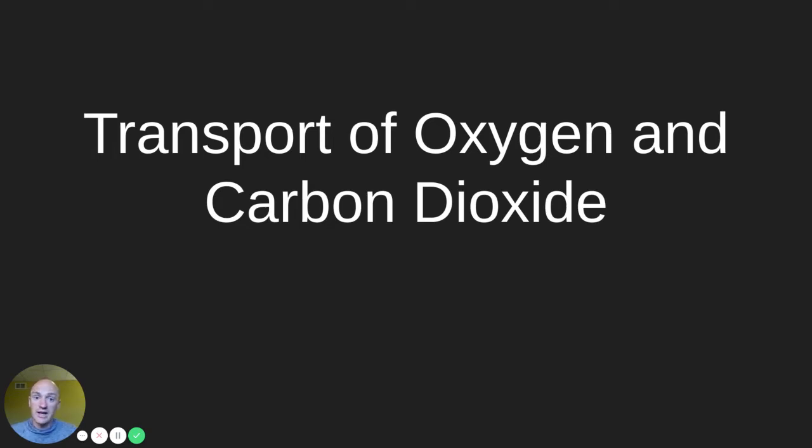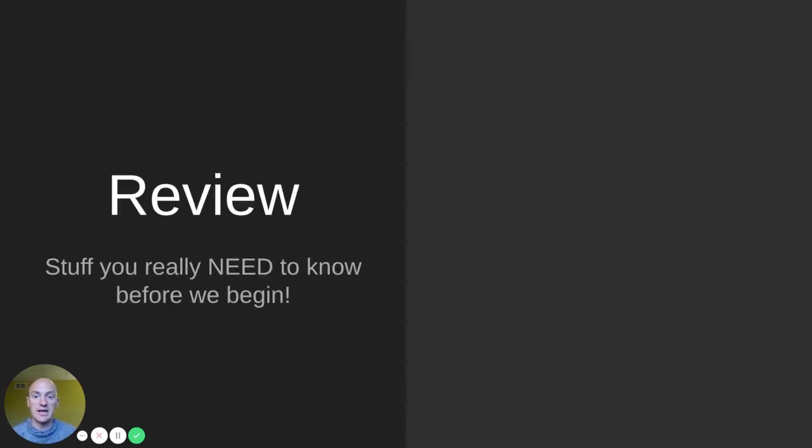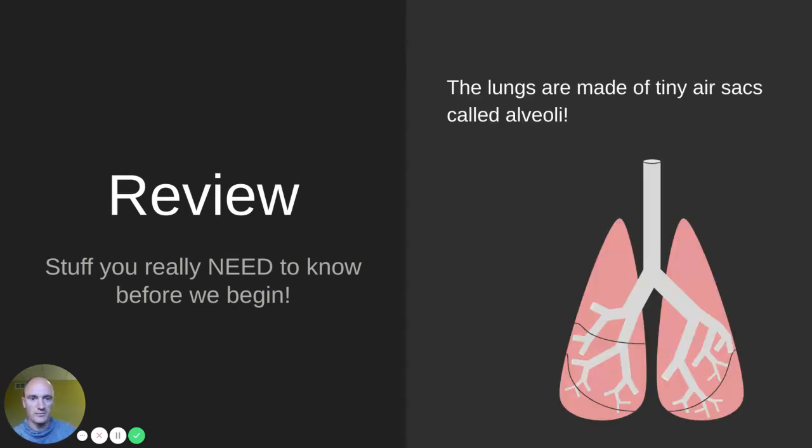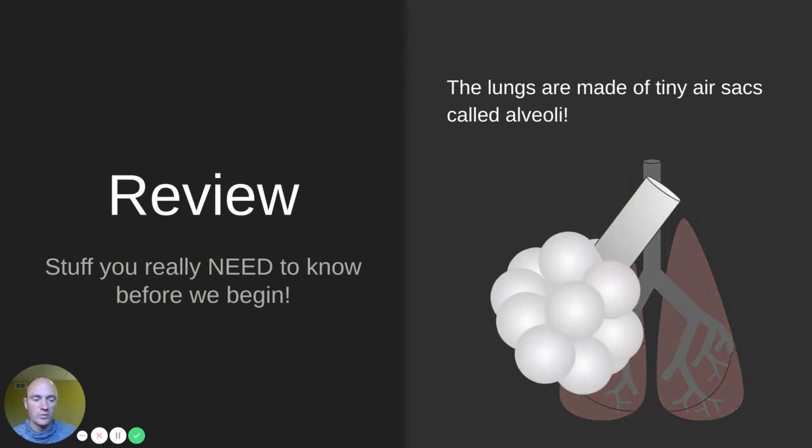So, a few things that we have to review first, and you need to know these things. Okay? First of all, the lungs are made of tiny little air sacs called alveoli. You see I circle down there, zoom in. They look like bunches of grapes, right? This whole thing is called an alveolar sac. From it is this alveolar duct. Each of these things is called an alveolus, right?